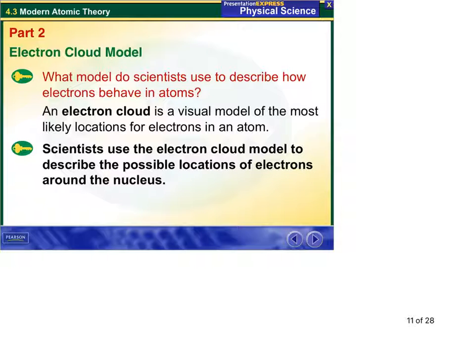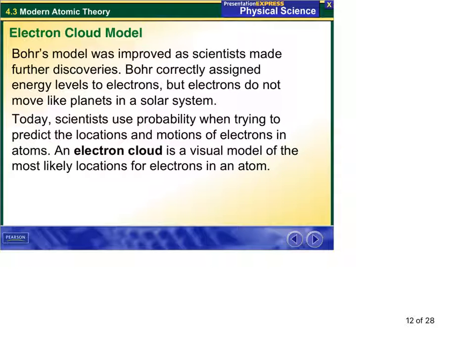Bohr's model was only around for a while. We still hold on to things from it, like the energy levels. But it's been replaced now with the electron cloud model. An electron cloud is a visual model of the most likely locations for electrons in an atom. We use the electron cloud model to describe the possible locations of electrons around the nucleus.